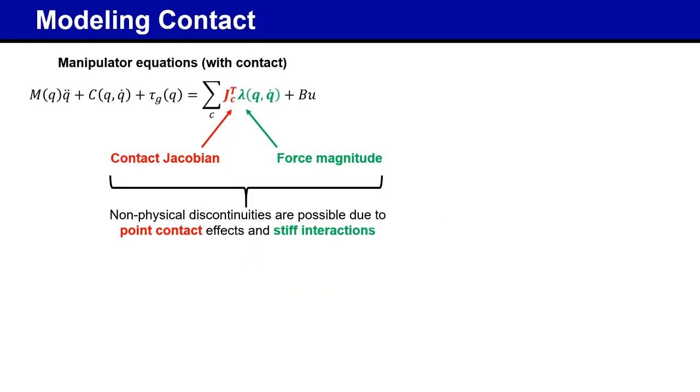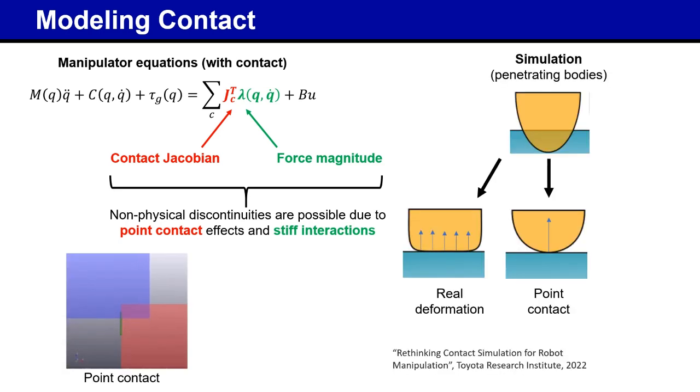To understand why contact poses an issue for linearization, we can look at the manipulator equations. External contact forces are a function of the contact Jacobian, or direction of the contact forces, and the force magnitude. Contact models can often lead to non-physical discontinuities. As seen on the bottom left, a point contact model results in a discontinuous jump in the contact force, posing a problem for gradient-based solvers.